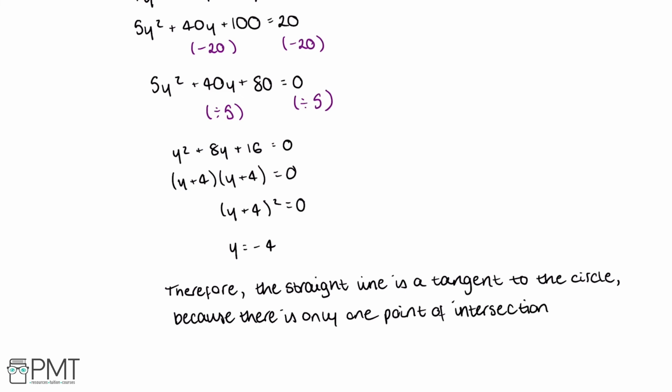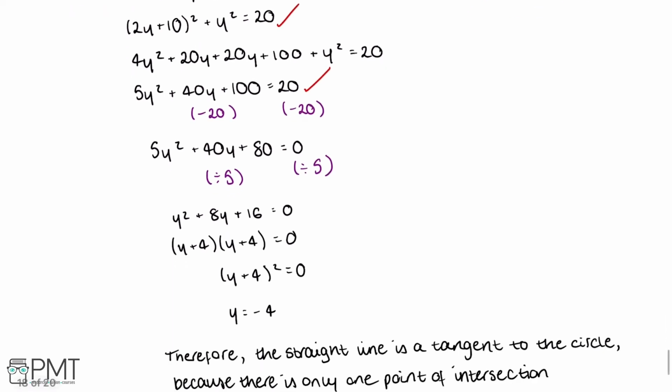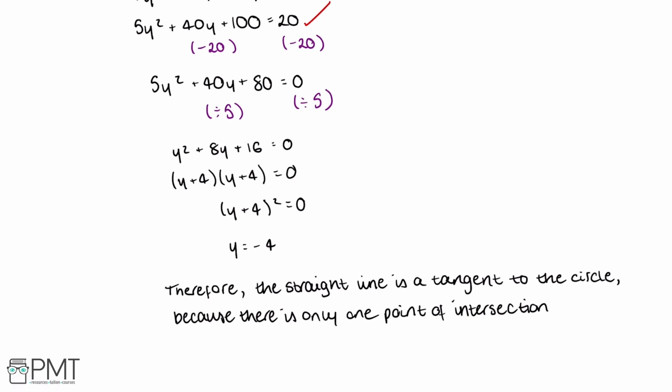Now this question's worth 5 marks. We'll get our first mark for substituting the equation of the straight line into the equation of the circle. We'll get our second mark for expanding out the brackets. We'll get our third mark for making this equation equal to 0. We'll get our fourth mark for solving the quadratic.